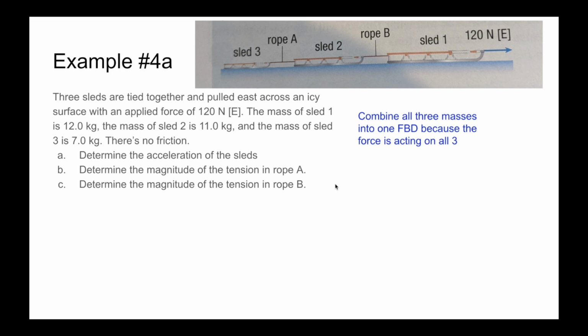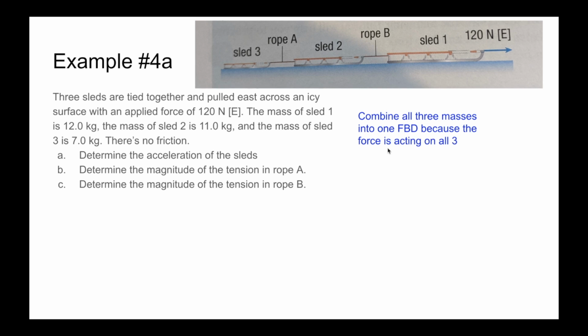Okay, starting with part A. Here's what we're going to do. The acceleration of the sleds has to be the same for all three sleds because they're attached. Just think about pulling on the front. If you pull on the first sled and it starts to accelerate, the other sleds are going to accelerate at the same rate because they're attached. So they're just going to follow the motion of the first sled.